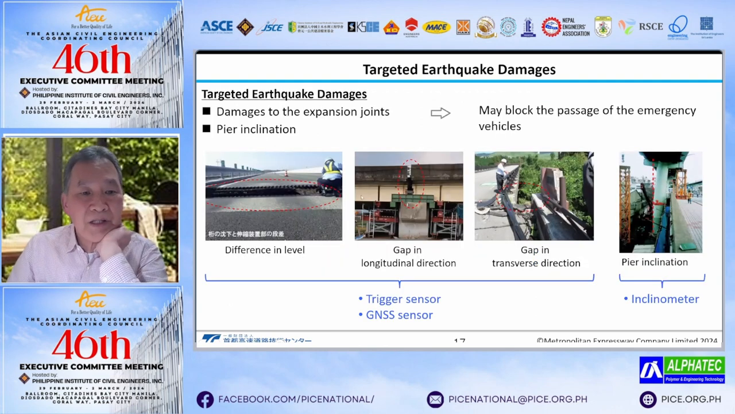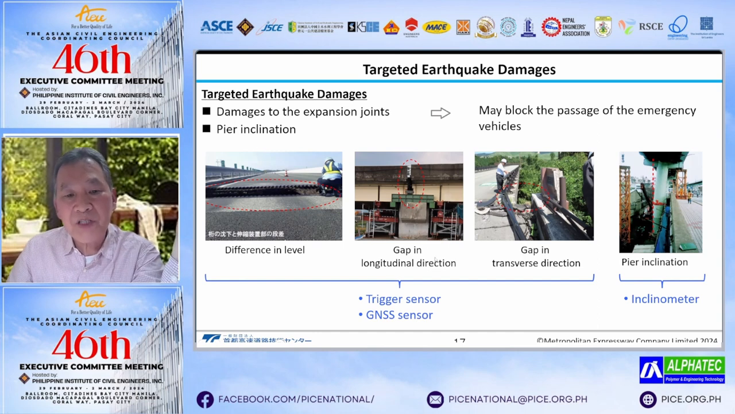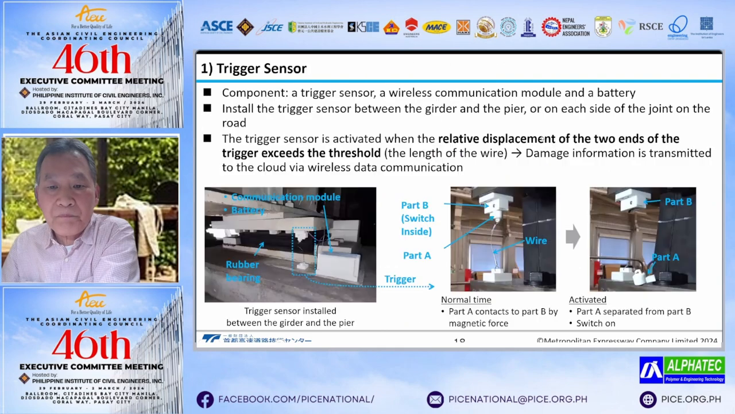This is the target earthquake damage. As I mentioned, difference in the level of more than 5 centimeters or not, gaps in longitudinal directions, gaps in transverse directions, and the inclination of the piers. Those damages may block the passage of emergency vehicles as well. So we developed five kinds of sensors, but today I'm going to introduce three types of sensors.